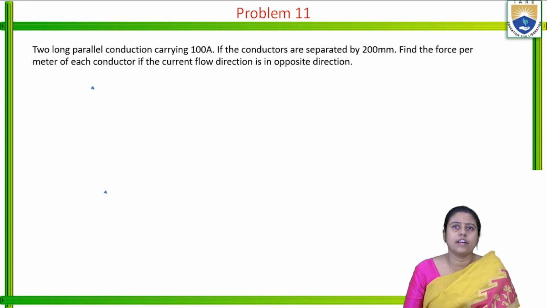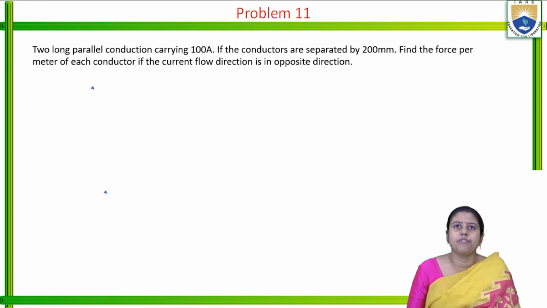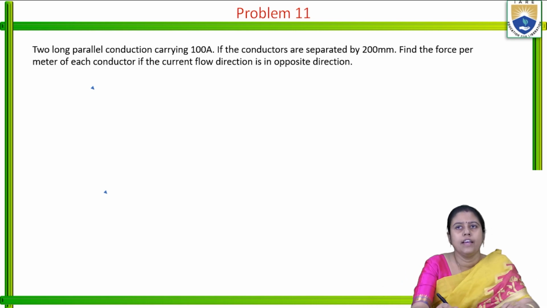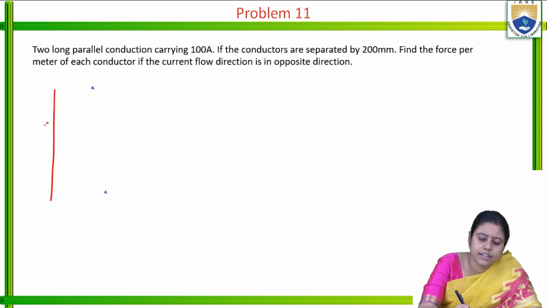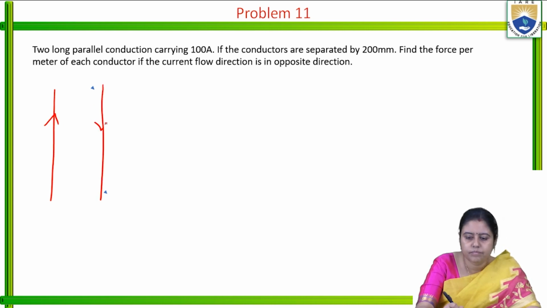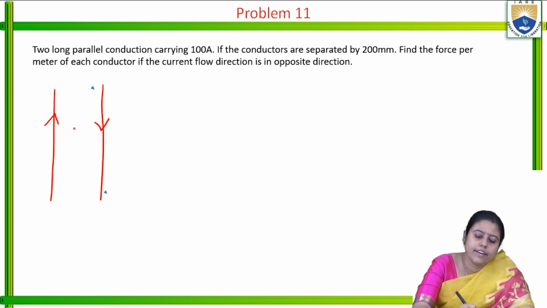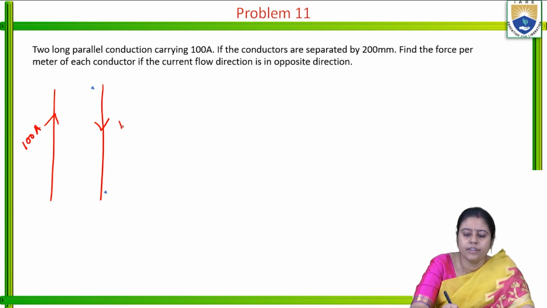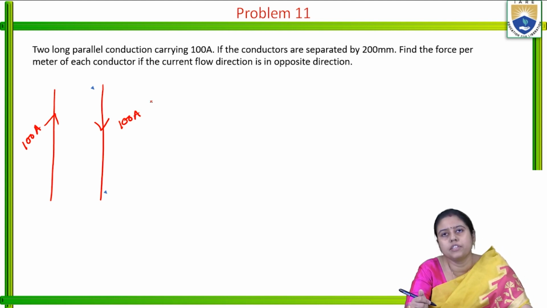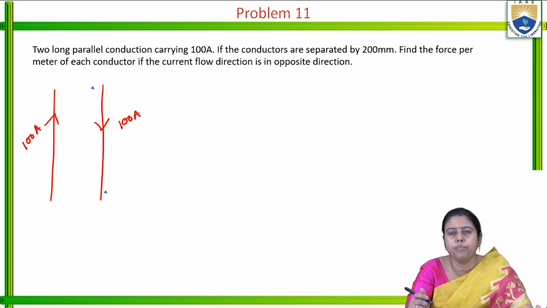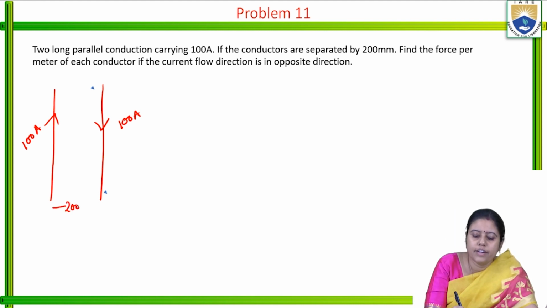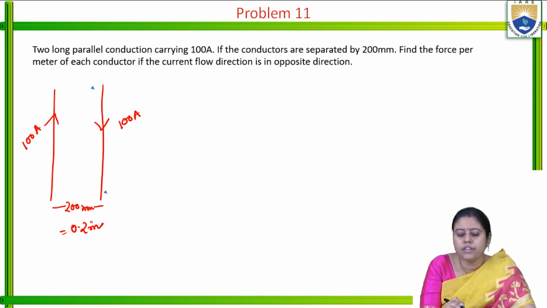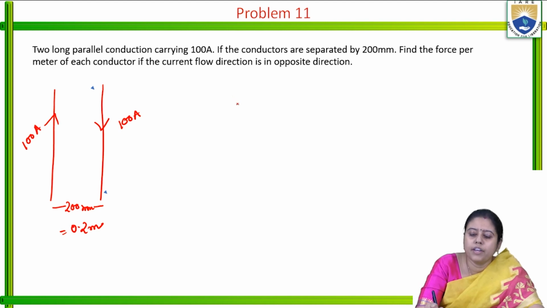Two long parallel conductors carry 100 ampere current. If the conductors are separated by 200 mm, find the force per meter of each conductor if the current is flowing in the opposite direction. So there are two current carrying conductors, each carrying 100 ampere, and if they are in the opposite direction, the force is always a repulsive force, and the distance is 200 mm. 200 mm means it is 0.2 meter.